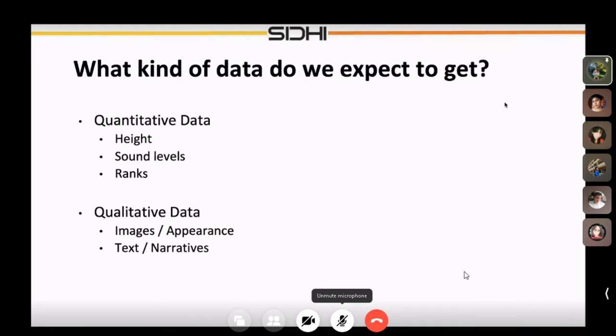Next, what kind of data do we expect to get? There are two main types of data that you would usually expect to get. Quantitative data, which is usually expressed in numbers, let's say height, sound levels, or ranks. And then qualitative data, usually the forms of data that are not directly expressed as numbers but in other forms. It may be a sense of feeling. Are you feeling warm? Are you feeling cold? That can be a form of data. Images or appearance. Let's say you're looking at a street view.